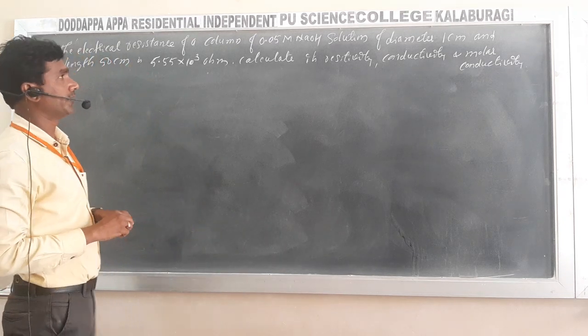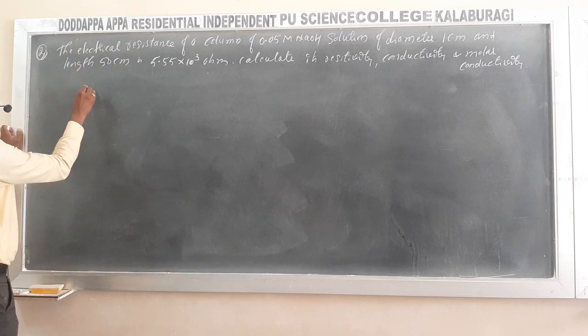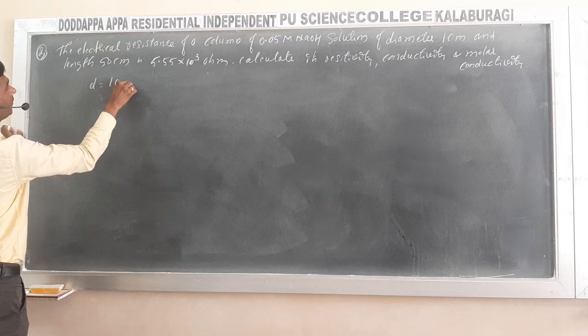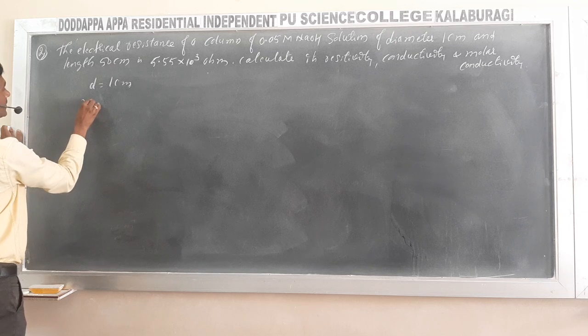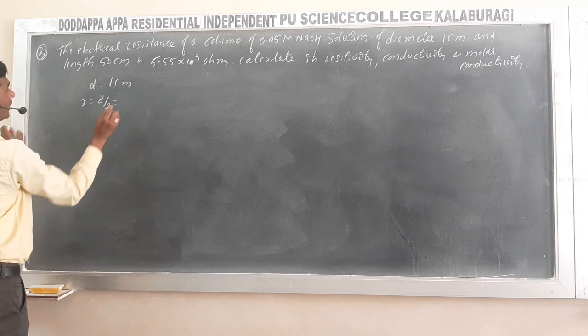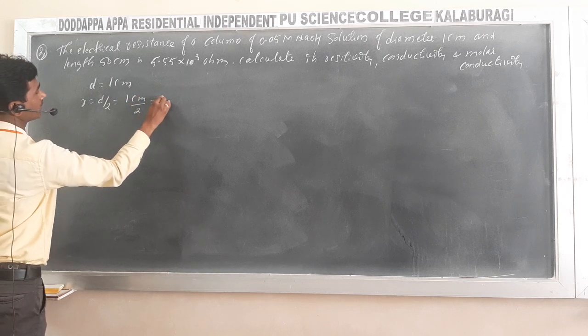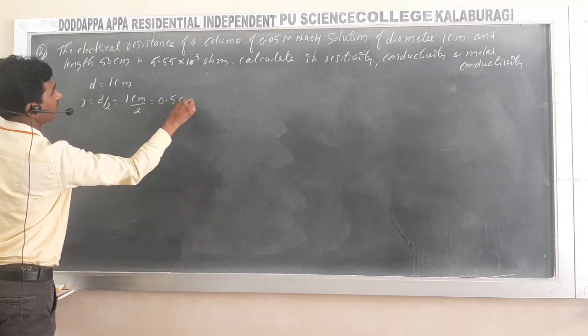Okay, so what you have to do here? First is length. What is the diameter? Diameter is 1 centimeter. What is the radius? Radius is equal to d by 2. So 1 centimeter divided by 2 is nothing but 0.5 centimeter.